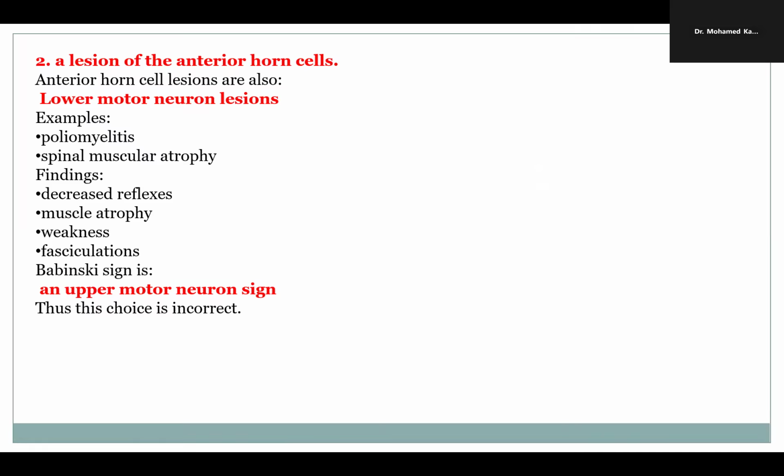Another incorrect answer: a lesion of the anterior horn cell. Anterior horn cell lesion is a lower motor neuron lesion, and several diseases affect the anterior horn cell, like poliomyelitis and spinal muscular atrophy. Poliomyelitis is a viral infection. Spinal muscular atrophy is a hereditary disease. But we would find different findings like decreased reflexes, muscle atrophy, weakness, fasciculations. So again, a positive Babinski sign is an upper motor neuron sign. So this is an incorrect option.